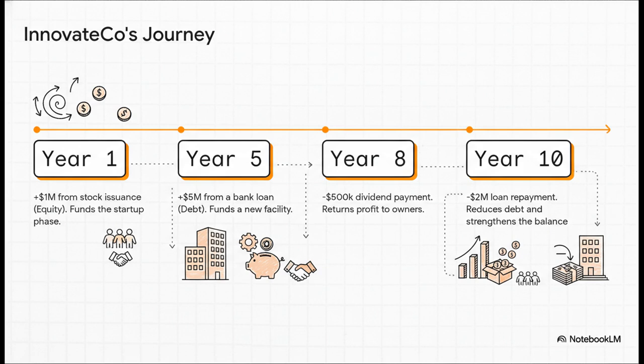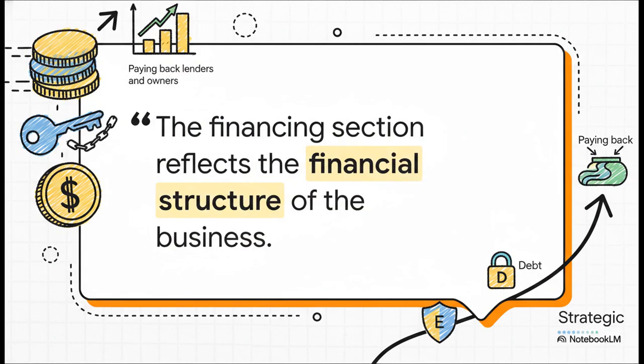The company is now so successful that it's generating more cash from its operations than it needs to reinvest in the business. So, they decide to reward their shareholders. They pay a dividend, a $500,000 cash outflow. This is a huge signal to the market that the company is healthy and confident about its future. And finally, in year 10, they start paying back the principal on that loan. That's another outflow, which reduces their debt, makes their balance sheet stronger, and improves their credit rating for any future borrowing.